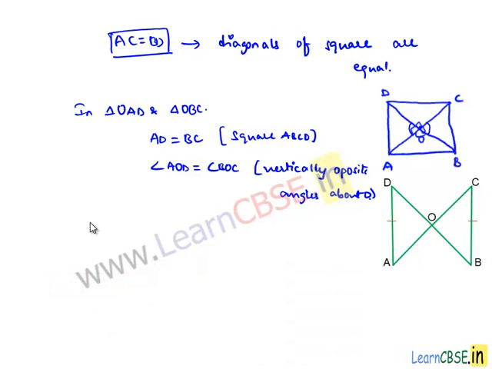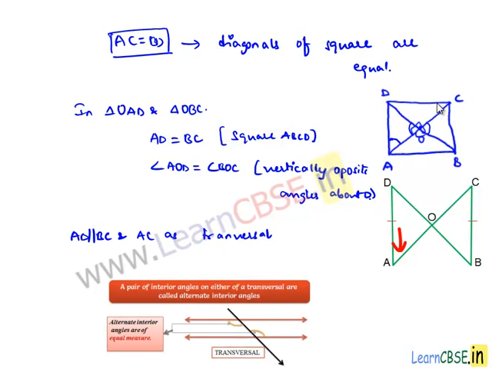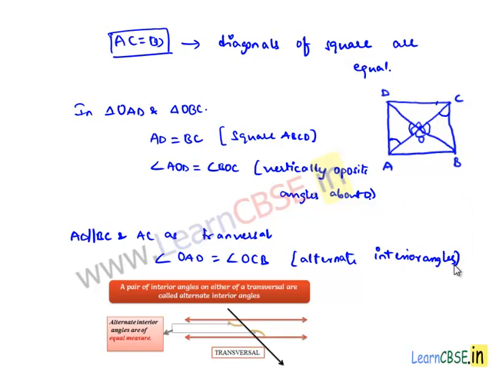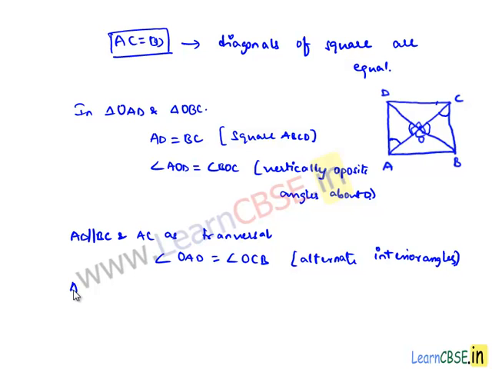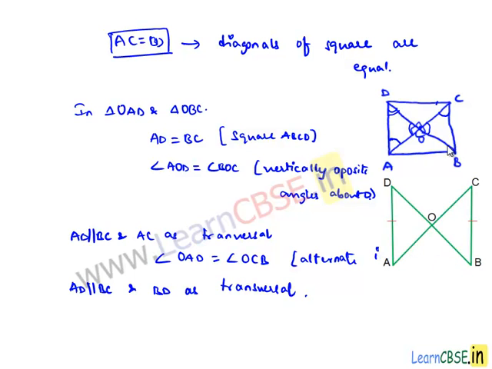And now let us consider that AD is parallel to BC and AC as transversal. Then angle DAO will be equal to angle OCB since they are alternate interior angles. Now again, considering the same, AD is parallel to BC and BD as transversal, we can say angle ODA will be equal to angle OBC since they are also alternate interior angles.